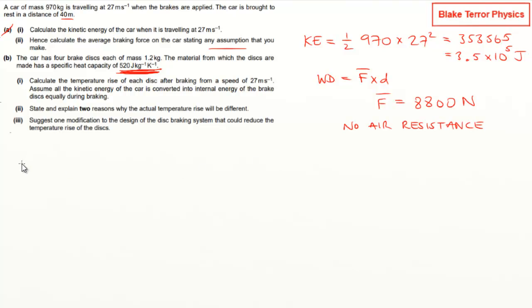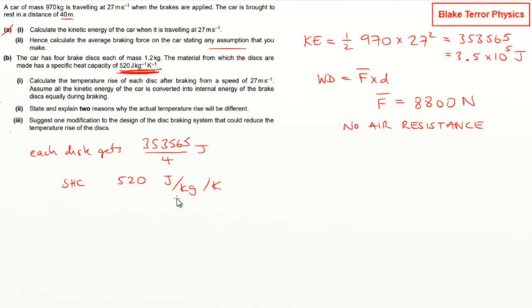Right, so each disc gets 353565 divided by 4 joules. That's the amount of energy that's gone into it. And the specific heat capacity is 520 joules per kilogram per Kelvin.